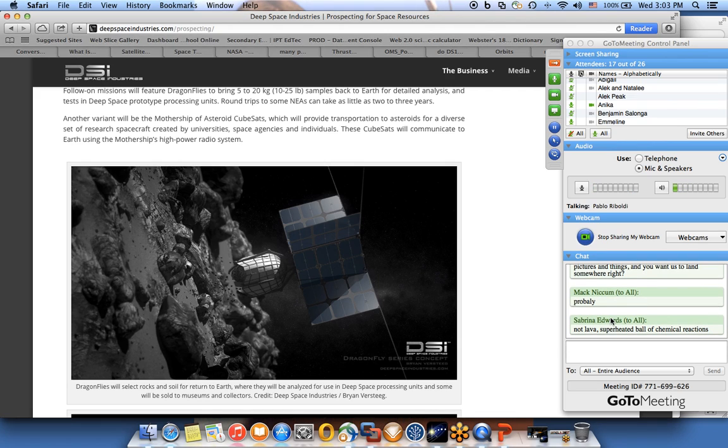Yeah. So this is not lava. The sun is not lava. The sun is superheated plasma. So it's not really a hot gas. It is really a hot gas that turns into plasma.